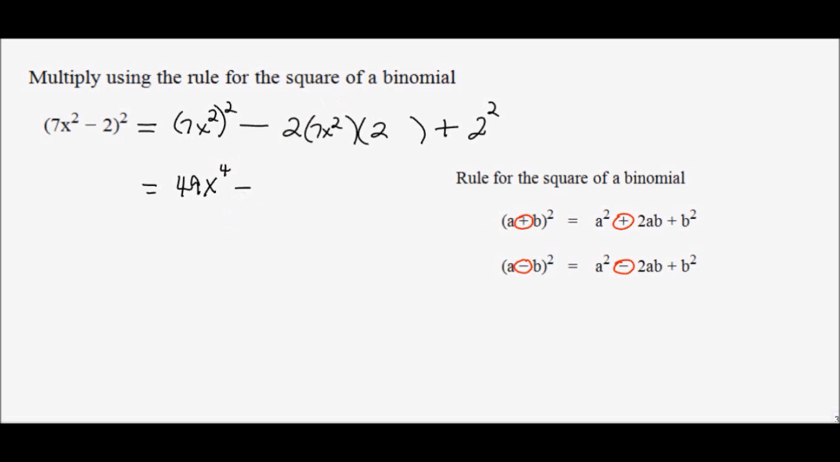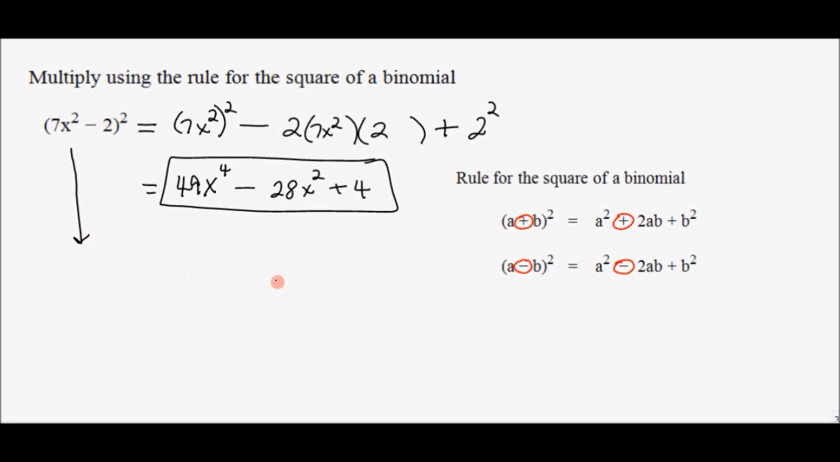And then we're going to multiply 2 times 7x squared times 2. Well, 2 times 7 is 14. 14 times 2 is 28x squared. And then plus 2 squared is 4. So there's your answer.